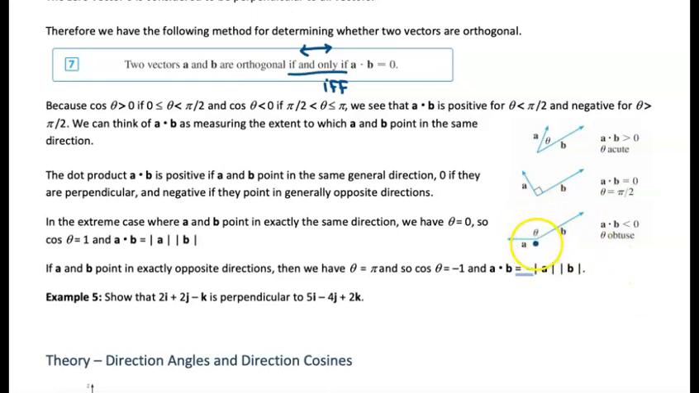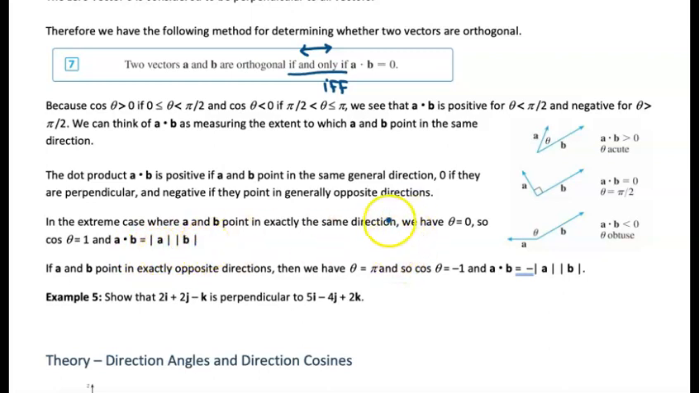And if this angle is 180 degrees or pi, that means that A and B are completely pointing in the opposite direction. And in this case, the cosine is going to be negative 1, and the dot product is just going to be equal to the product of the magnitudes of A and B.